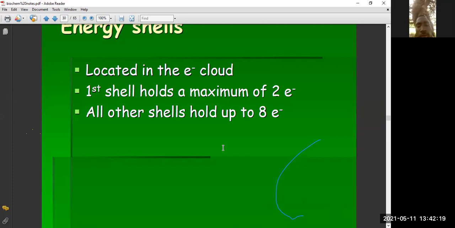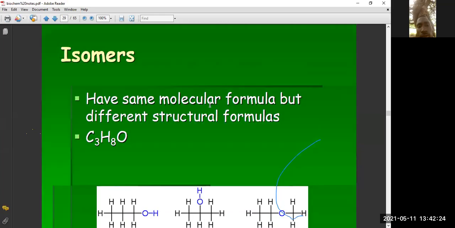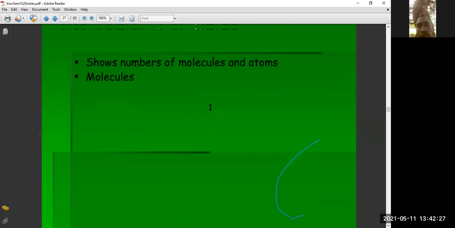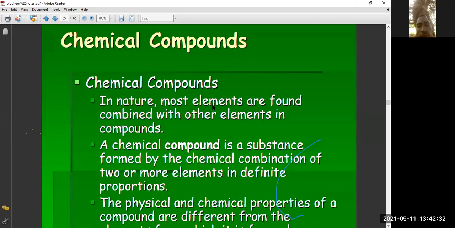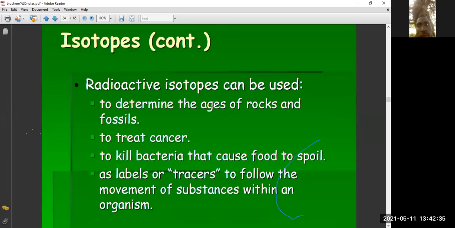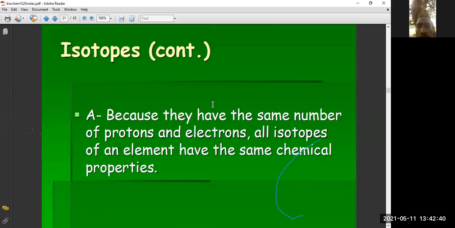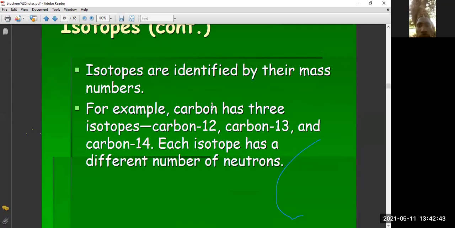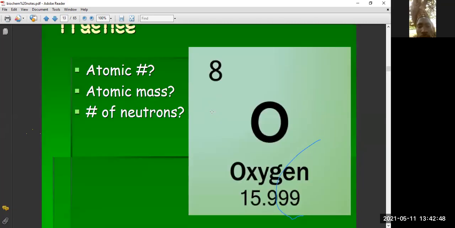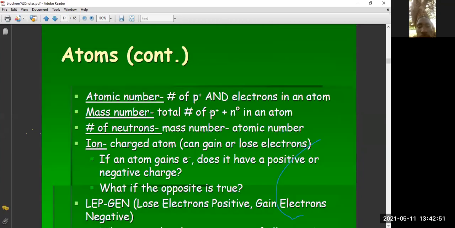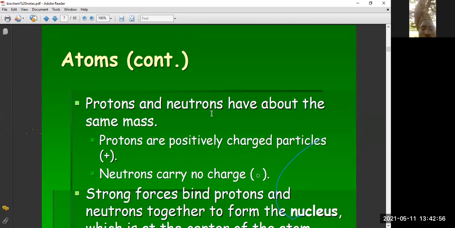Okay, so we have introduced chemistry and we've done at least the basics and foundations of chemistry. We've done atoms, isotopes, chemical compounds, which we started. Also done the elements, practice atoms. Okay, so we continue next time in chemistry.